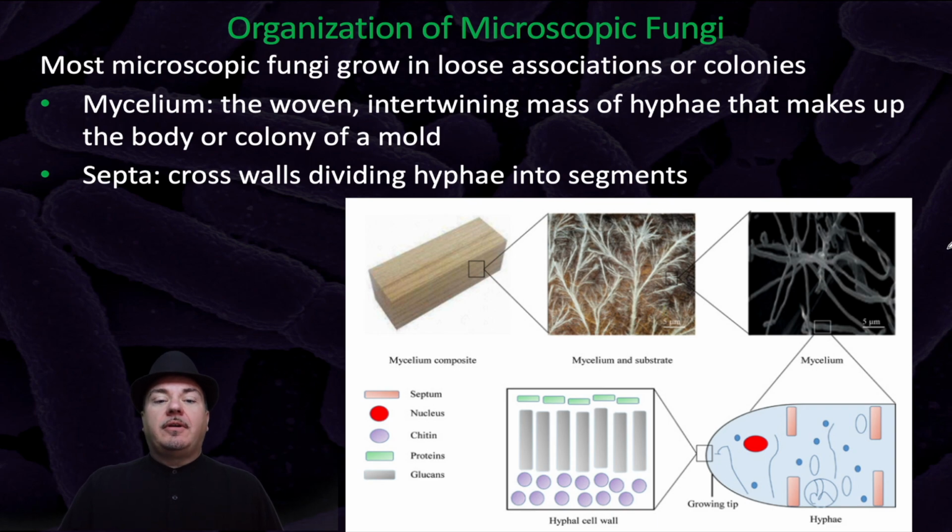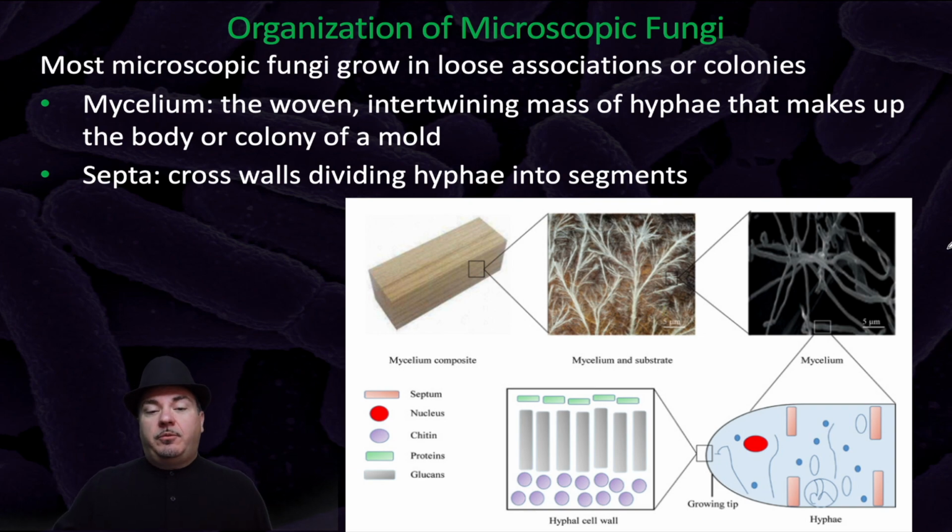Most microscopic fungi grow in loose associations or colonies. A mycelium is the woven, intertwining mass of hyphae that makes up the body or colony of a mold. Septa are the crosswalls dividing hyphae into segments.